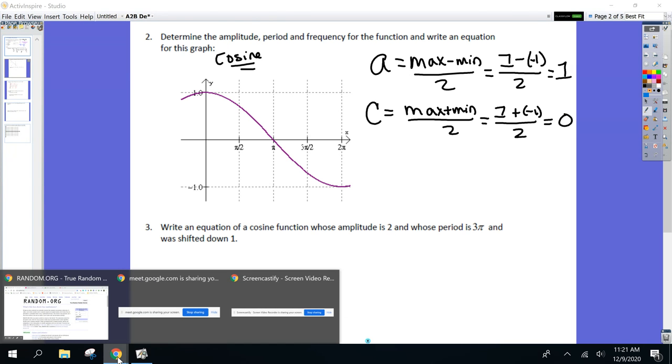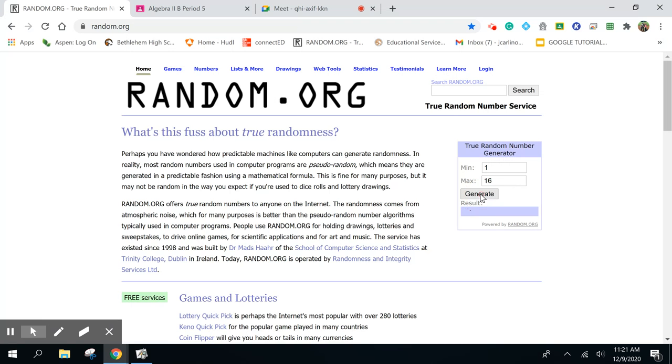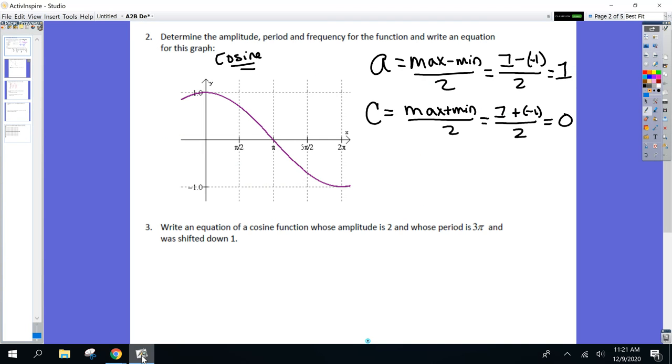What formula am I using that's got B in it? Hunter, what formula am I using that has B in it? Using the period formula. Yep. All right, everyone, here you go. Period equals 2 pi over that B value. We need to be able to look at a graph right now and tell what the period is, and I'm going to help you with this.